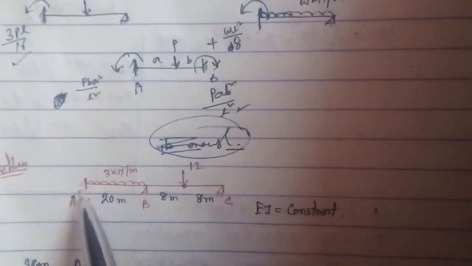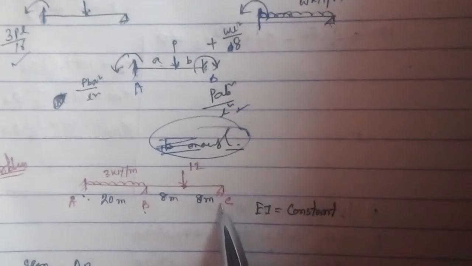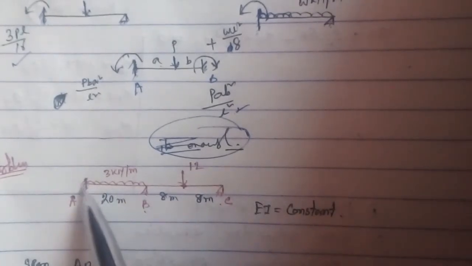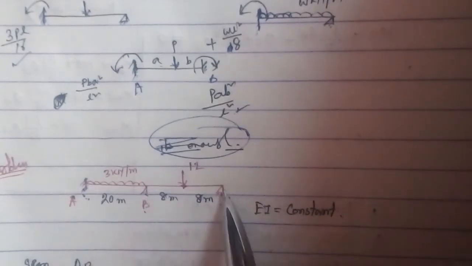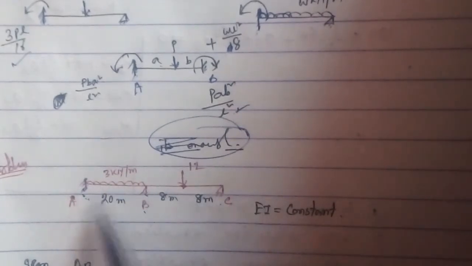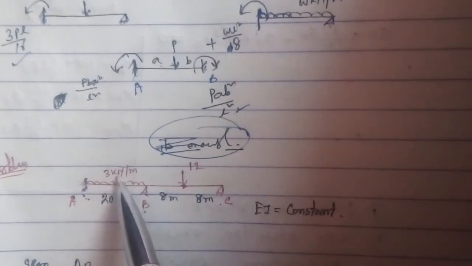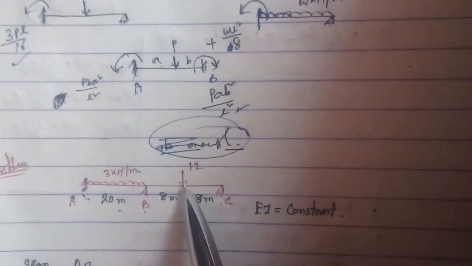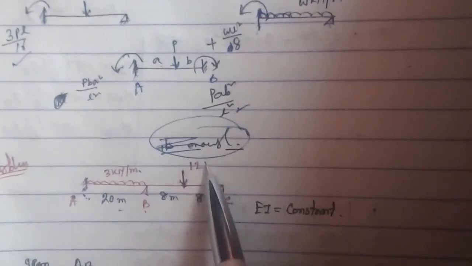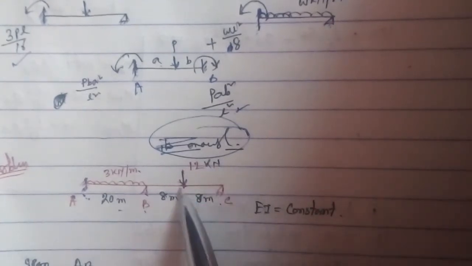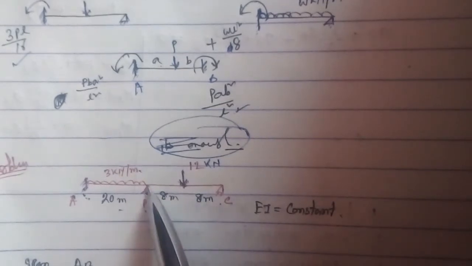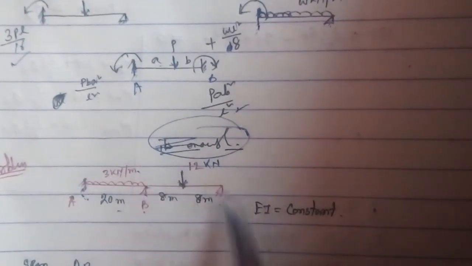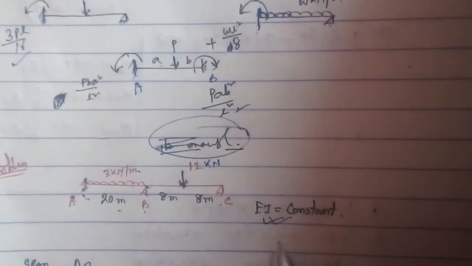Suppose it's a beam A, B and C. In portion AB, end A is fixed, B is hinged and C is also hinged. Portion AB carries a load of 3 kilonewton per meter and its length is 20 meter, and a load of 12 kilonewton is acting at 8 meter from B, and on BC at the midpoint, and EI value is constant.